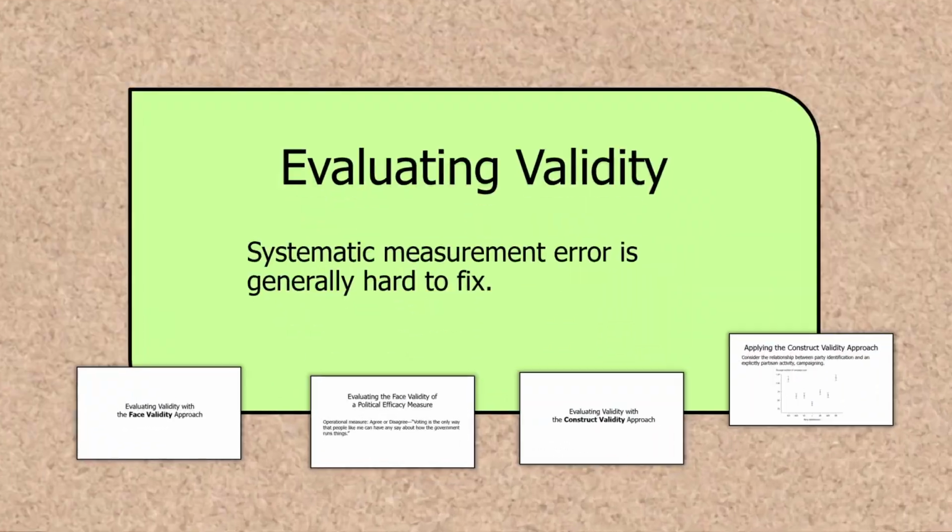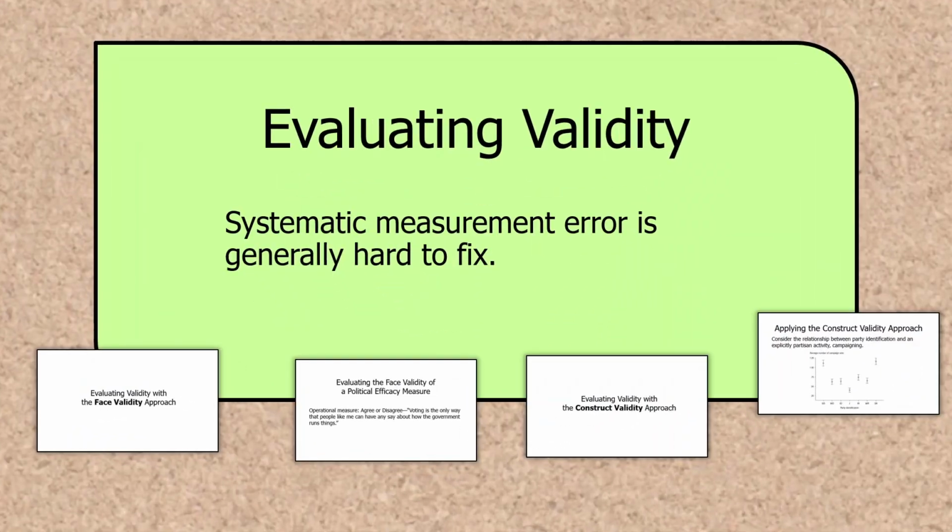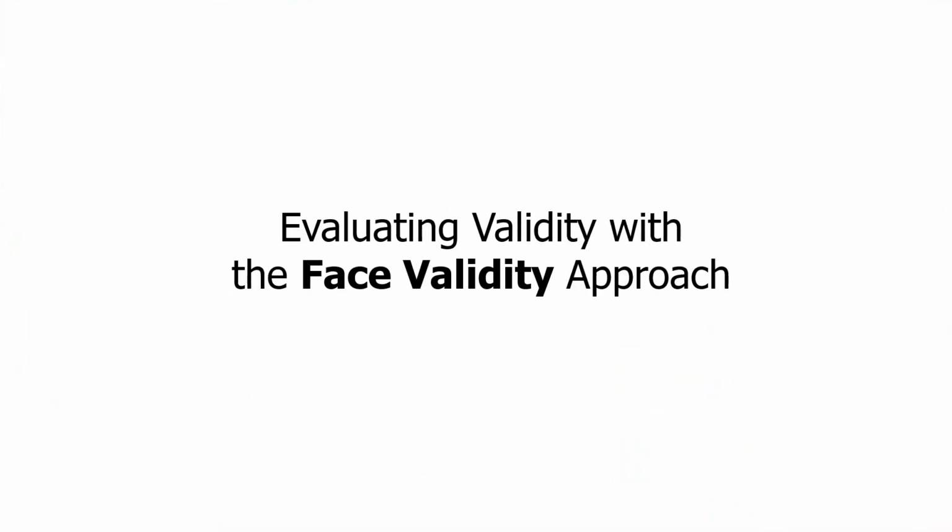Validity is tougher. Now, there are two general approaches. You'll find texts that talk about more than two, but basically there are two ways to look at evaluating validity. The face validity approach and the construct validity approach. Let's look first at face validity. Ask yourself, this is rhetorical, when you look at a measurement, are there good reasons to think that this measure is not an accurate gauge of the intended characteristic?